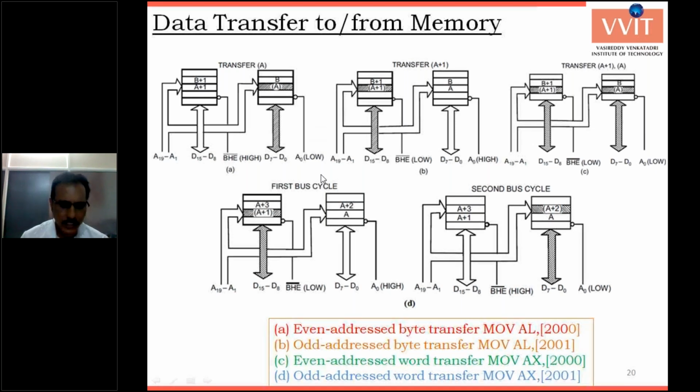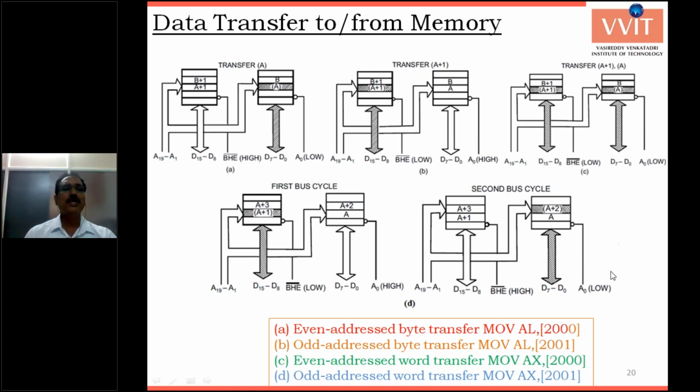This applies to all addresses. For example, in the 8086 there is 1 megabyte of memory. The starting address is 0, and the ending address is 10,48,575. The starting address 0 is even, the second address 1 is odd, the next address 2 is even, the next address 3 is odd, and so on. The last address, 10,48,575, is odd.